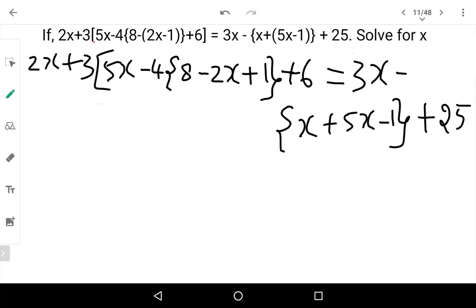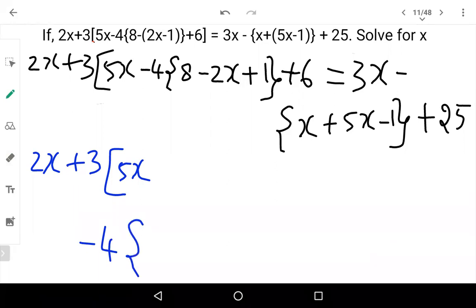Okay. Now let us go to the next step of removing flower brackets. Okay, we're going to remove flower brackets. See, if I write in the same color, you might get confused. So I'm using a different color for step 2. Okay. Now the next step, step 2 is 2x plus 3, and then we have 5x. Okay. Now after that, you have minus 4 into 8 minus 2x plus 1. This is what is there in the flower bracket.